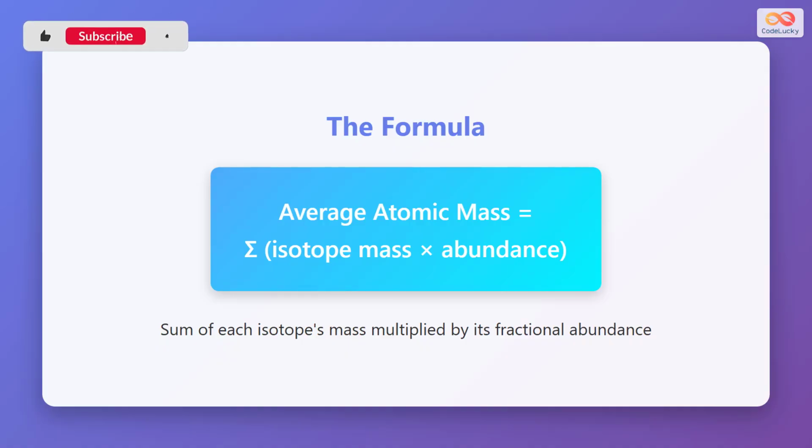The formula for average atomic mass is the sum of each isotope's mass multiplied by its abundance. In mathematical notation, this is represented as sigma, which means summation, of isotope mass times abundance for all isotopes.